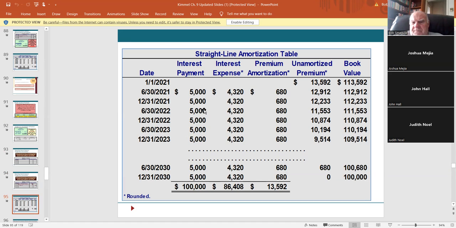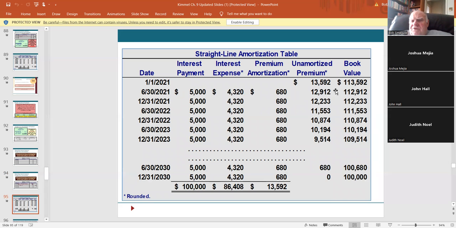Let's take a look at this one again. 100,000 minus the 113,592. 13,592 divided by 20 is 680. So how does this thing work? We have 680 being amortized. And now what we do is compare it to the 5,000. The difference is going to be your interest expense. In other words, the interest payment plus or minus the amortization amount equals the total interest expense.